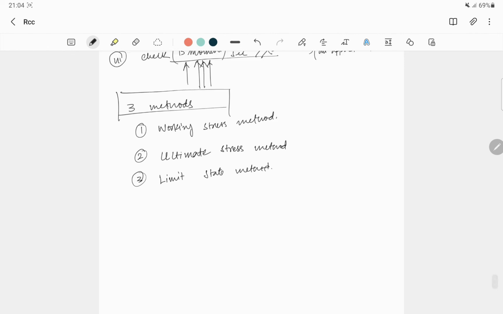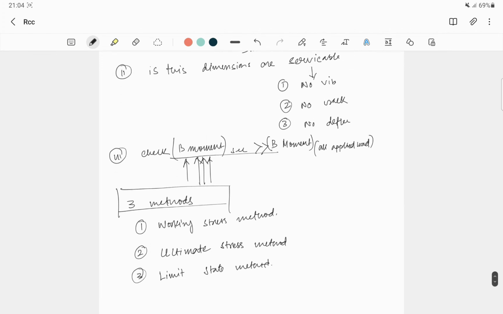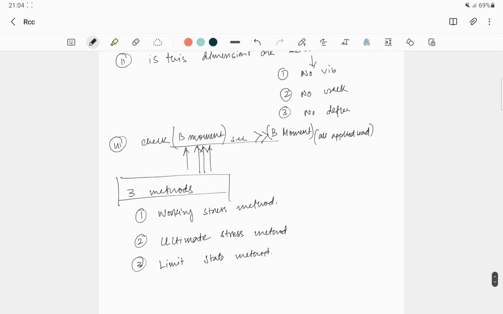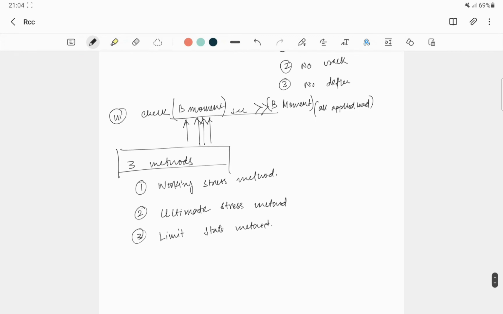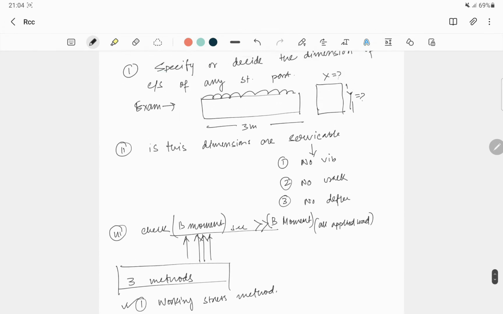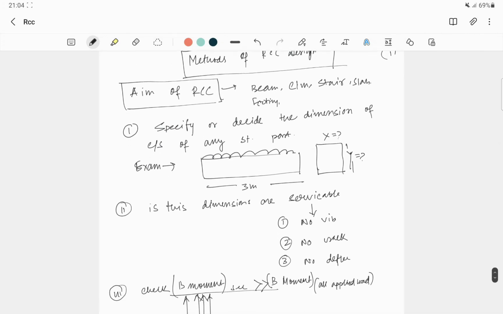I hope now it is clear why there are 3 methods and how they come in your textbook or in our mind. So in my next video, we'll talk one by one about the working stress method, ultimate stress method and limit state method. So this is all about the aim of the RCC.